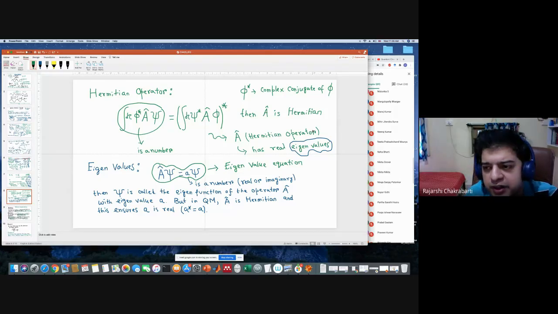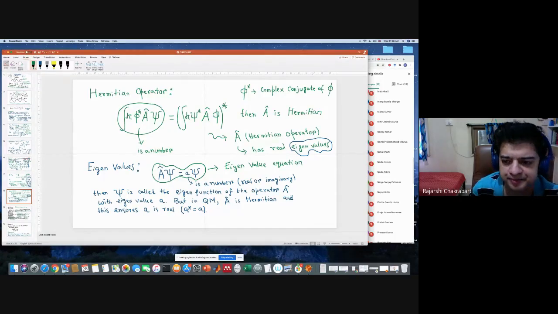Sir, in what case can the eigenvalue be imaginary then? If you have an operator which is not Hermitian, then it can be imaginary. Let me give you an example. But that example is not going to be from quantum mechanics, but from mathematics.